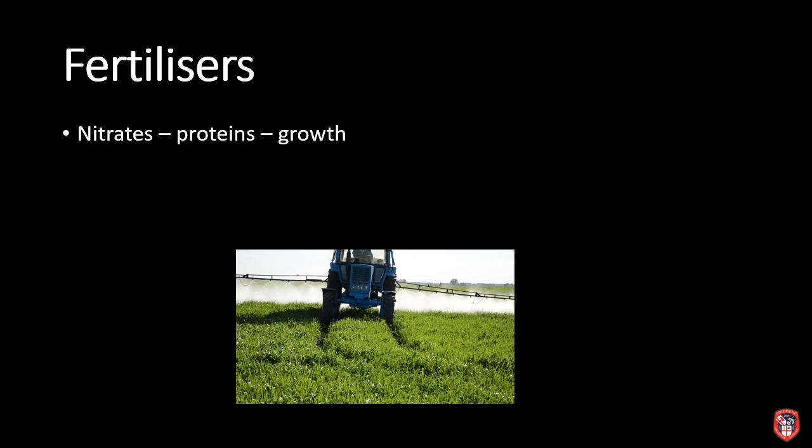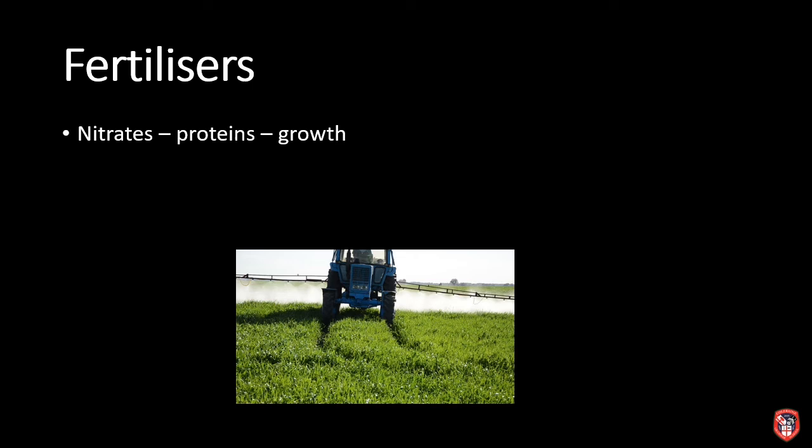Looking at fertilizers. Now we said, of course, the farmers will put fertilizer onto the field so that the plants will grow better. Specifically there's different kinds of fertilizers, and there's different substances in fertilizers which the plant needs. One of those in terms of fertilizers is going to be the nitrates. Of course, we've mentioned nitrates. They're used to make proteins. Of course, proteins are used to make growth.